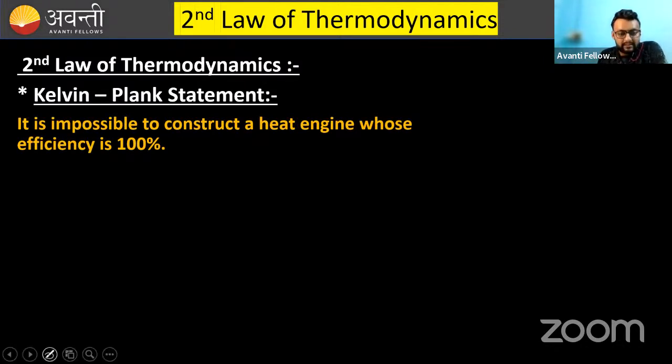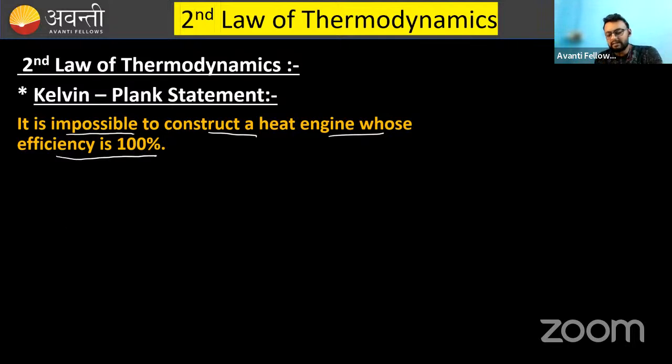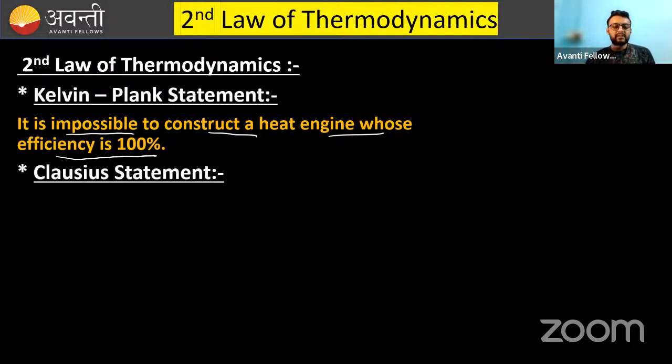The Kelvin-Planck statement says it is impossible to construct a heat engine whose efficiency is 100%. Efficiency of 100% means it can convert all the heat taken from the source into work done, and nothing is rejected to the sink. So it is impossible for a heat engine to convert all of the heat into work done. At least some of the heat has to be rejected, otherwise it will not work. Clear?